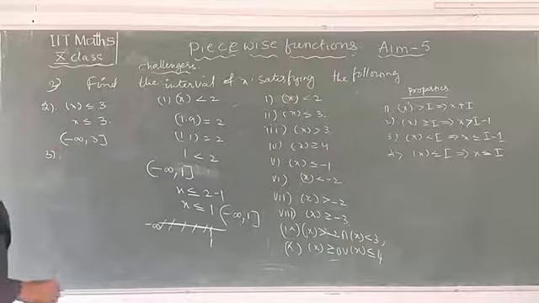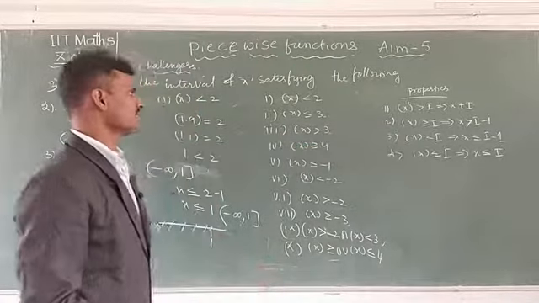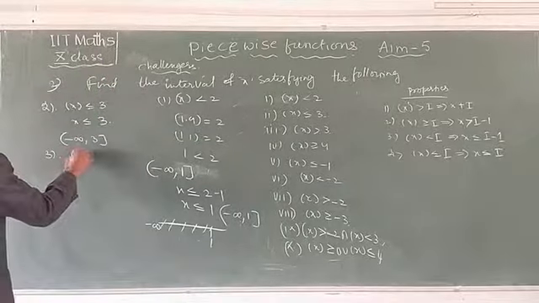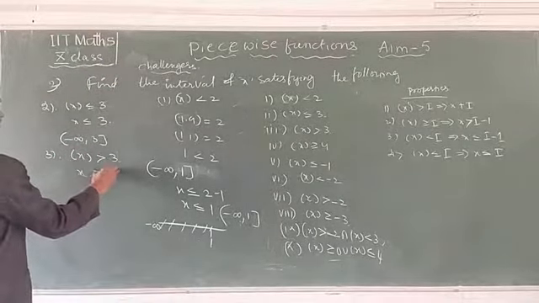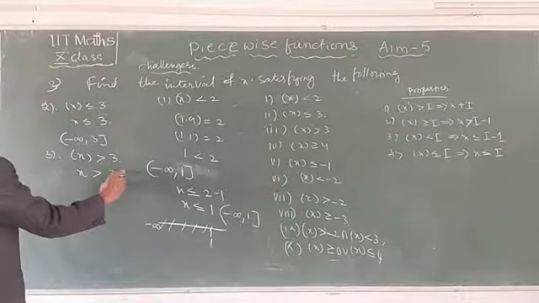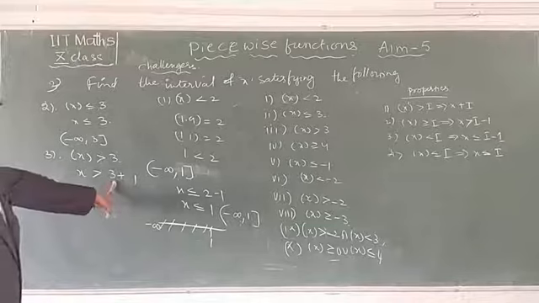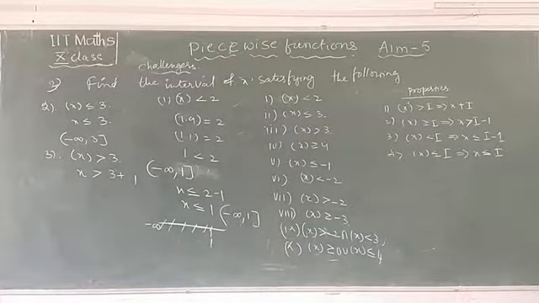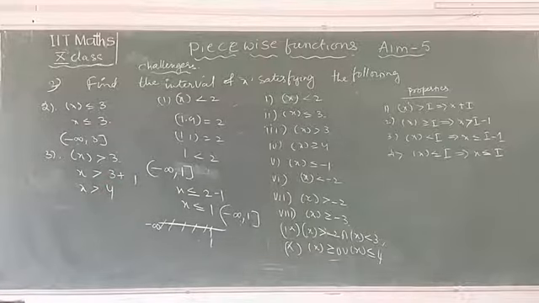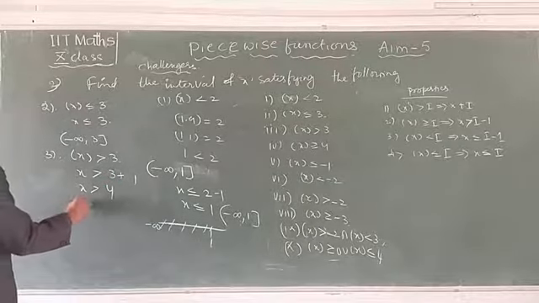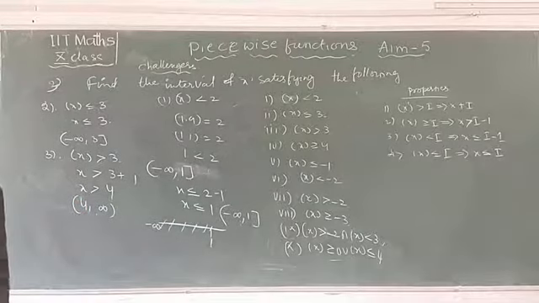Now you can take the third one: step x is greater than 3. Step x is greater than 3 means x is greater than 3 plus 1, that is I plus 1. Then x is greater than 4, so you can write 4 to plus infinity. This is the third one. Note down. Next one I will explain.